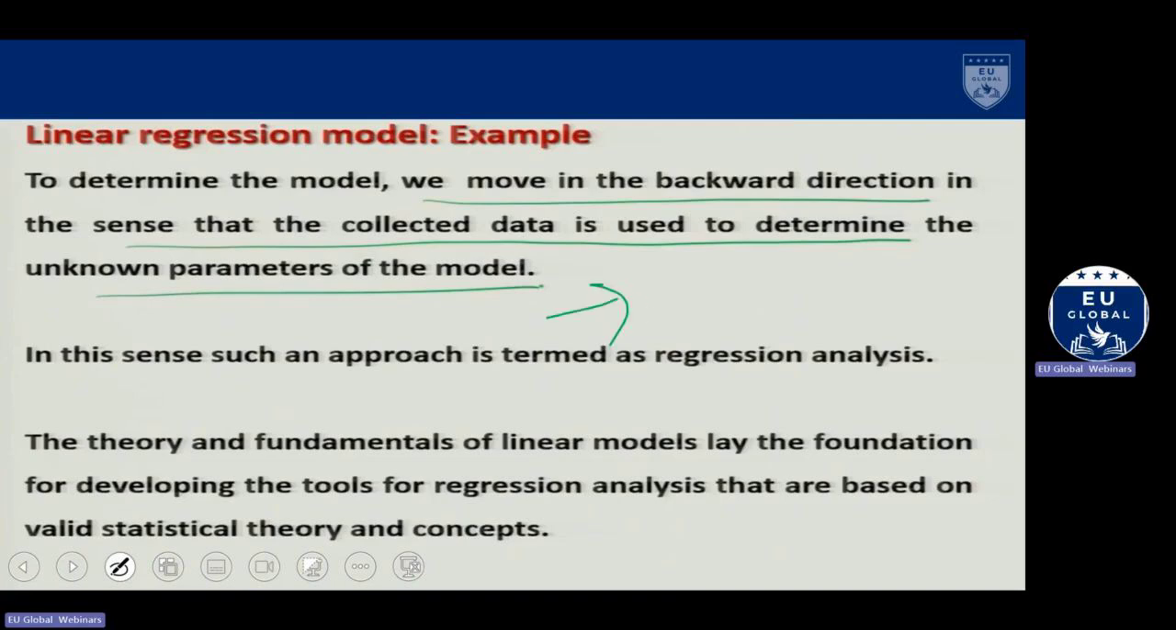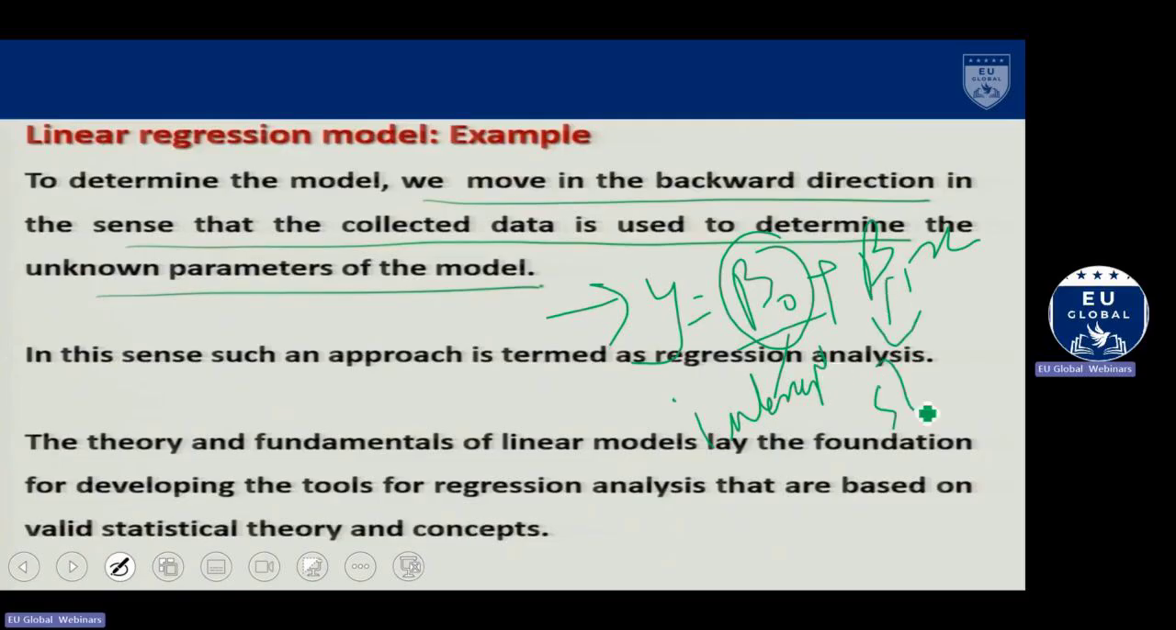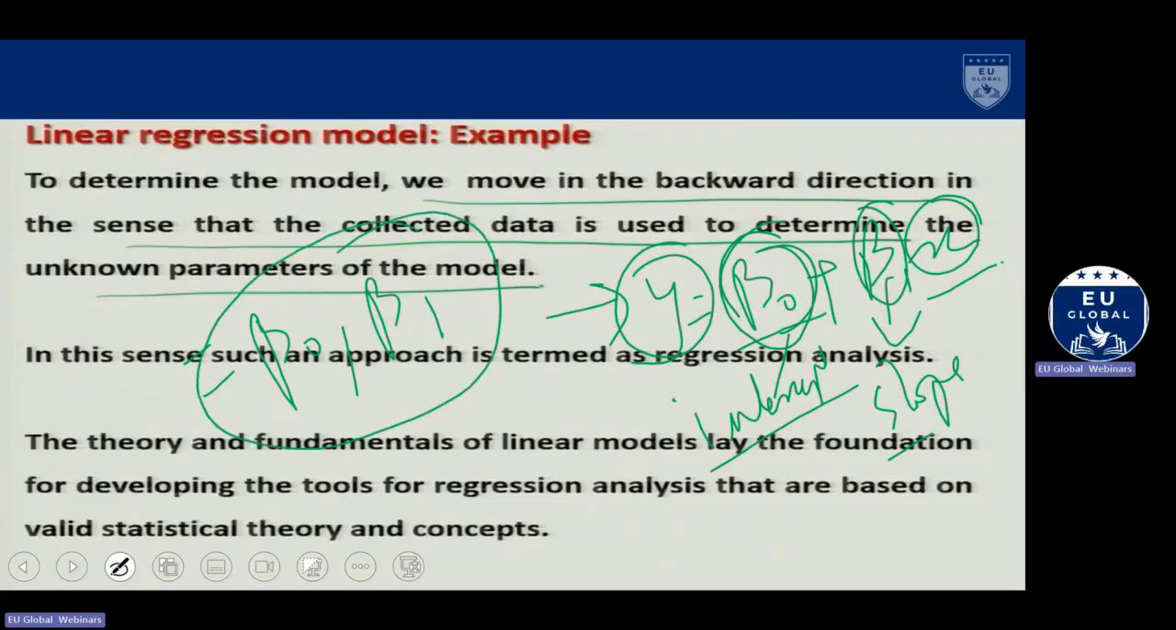So what are the parameters over here? We know the equation y is equal to beta naught plus beta 1 x. So beta naught is your intercept and beta 1 is your slope. We already have y, we already have x, and we have to find beta naught and beta 1. So the unknown parameters are beta naught and beta 1 that we need to find in terms of our regression analysis. The theory and fundamentals of the linear model lay the foundation for developing the tools for linear analysis that are based on valid statistical theory and concepts.